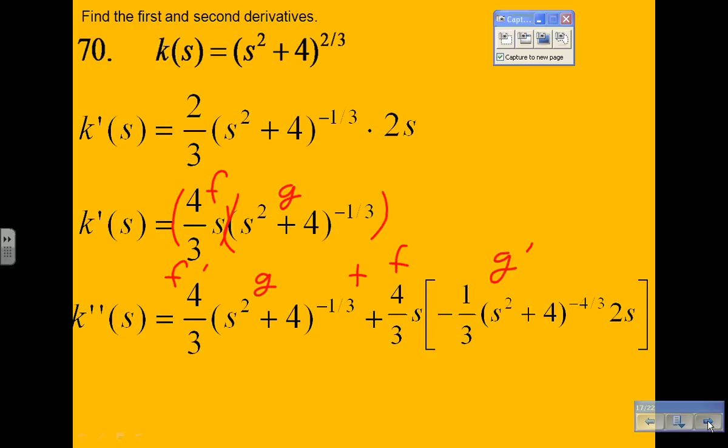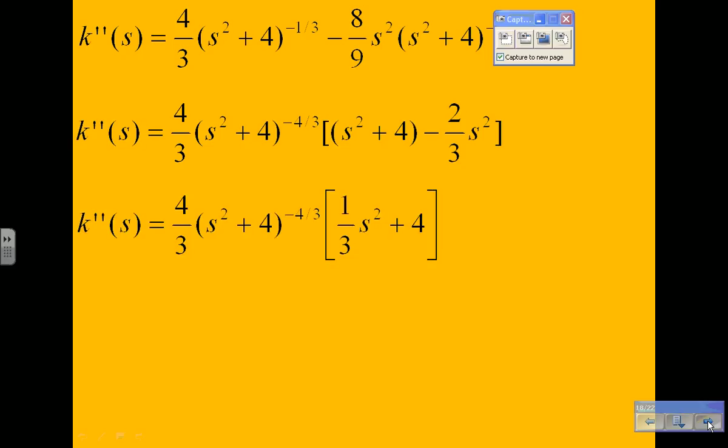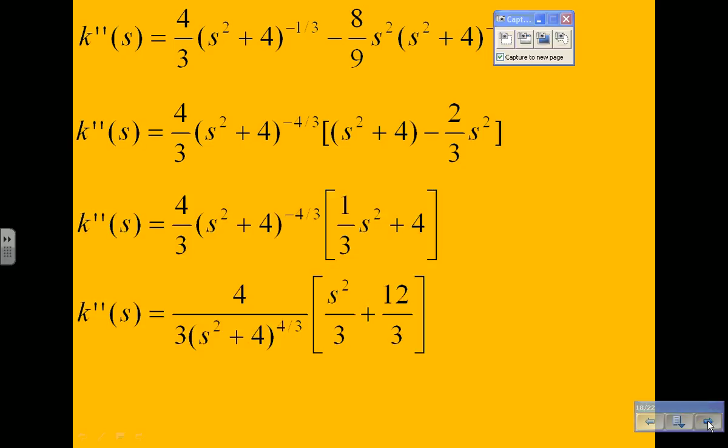I'm not going to take the time right now to do this, but if you worked ahead, great. Here's what it turns out to be. I got it all the way down to that. Well, that's pretty impressive. It took me a while, but I got down to this far.